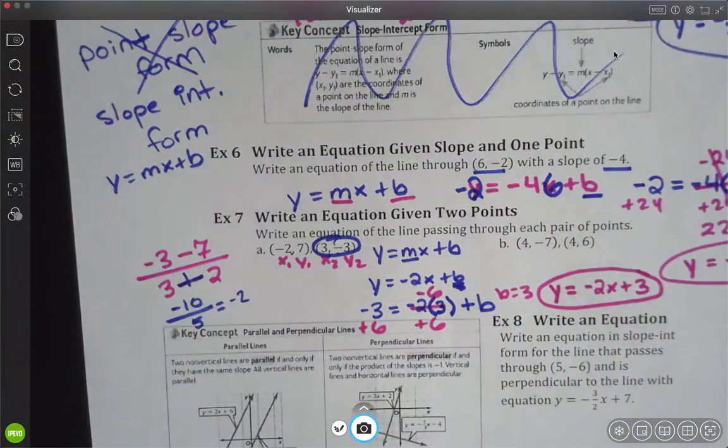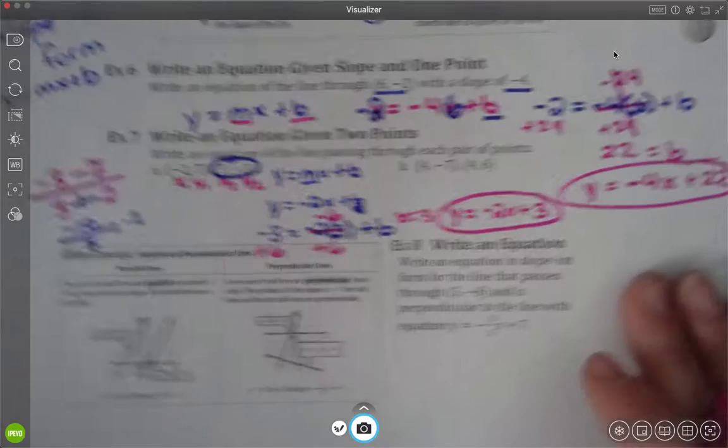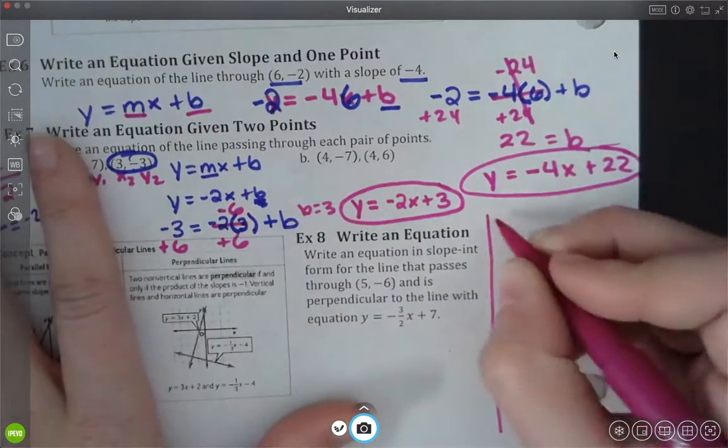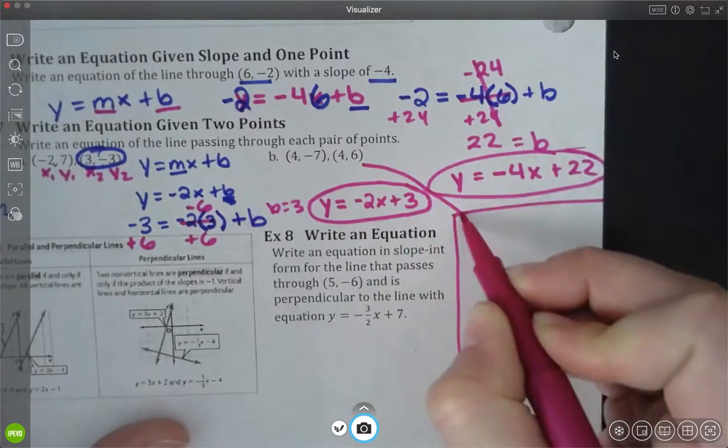I'm running out of room. Are we doing okay so far? Okay, now, part B, they really try to trick you with part B. I'm going to do part B over here in this little spot, so we can have enough room.